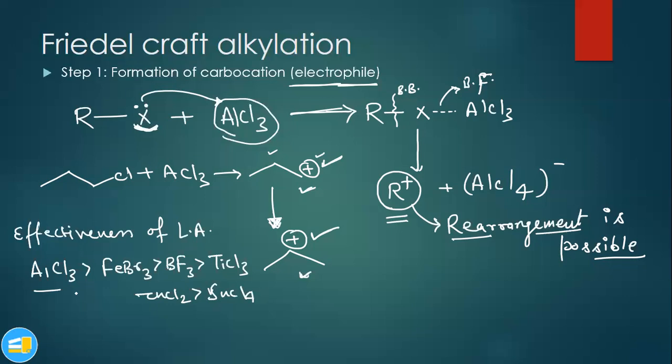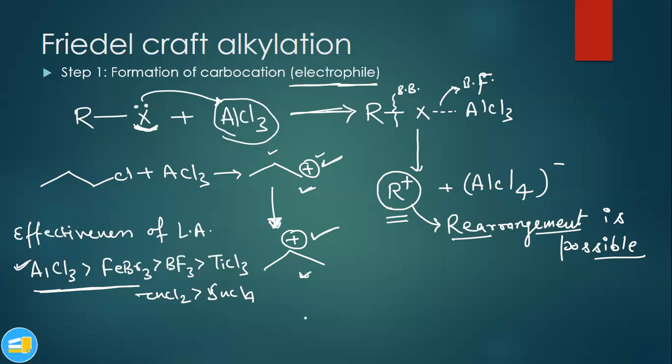So generally we use these two only. Most of the reactions use either AlCl3 or FeBr3. If not, even if they ask you to compare the effectiveness, you can compare based on this list. So the first step of the reaction is basically formation of carbocation.